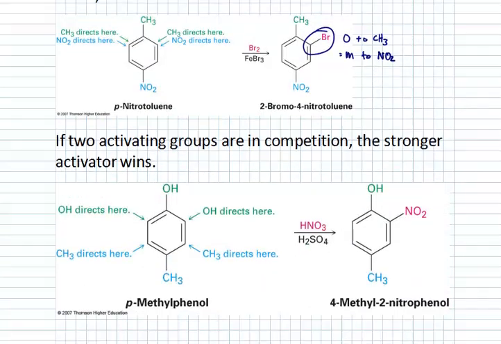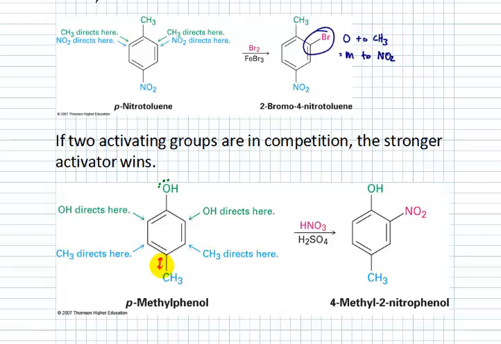Say I have two activating groups and they're in competition. I've got a para-methylphenol. I've got an OH on one side, a CH3 on the other side. Both of those groups will tend to direct ortho to themselves, but the OH group will direct next to it, the methyl group will direct next to it. The hydroxyl group is a stronger activator because it actually has lone pairs that can donate in. The methyl group only has its inductive donation, which is not nearly as strong.